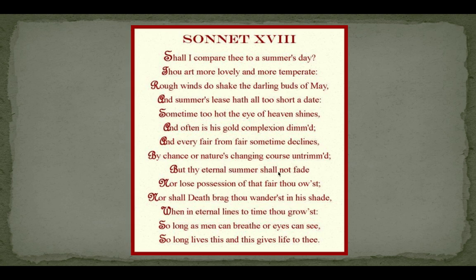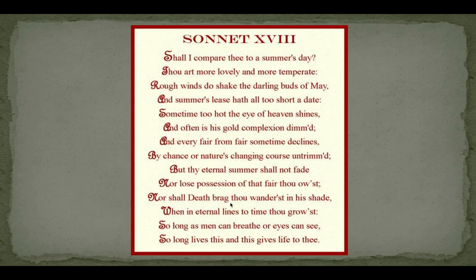So thy eternal summer shall not fade, nor lose possession of that fair thou owest. All your good things are not going to go away. Nor shall death brag thou wanderest in his shade. Death won't take you. The darkness of death will not be able to take you. We've got this personification where death is bragging about taking someone. What? How can this be? If everything goes away, how could it be that thy eternal summer shall not fade?